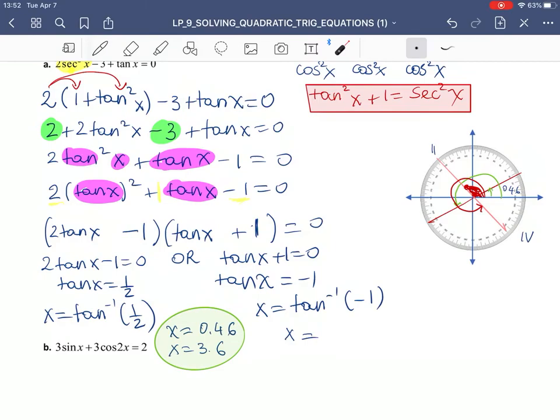So again, let's count how many radians it is. So we know that in one quadrant we have pi over 4, 2 pi over 4, 3 pi over 4. So we have 3 pi over 4 right here.